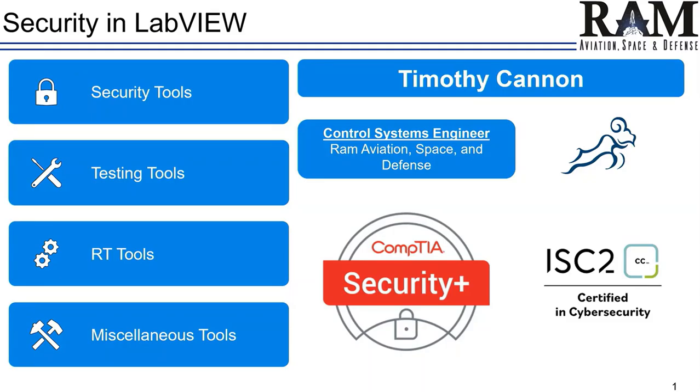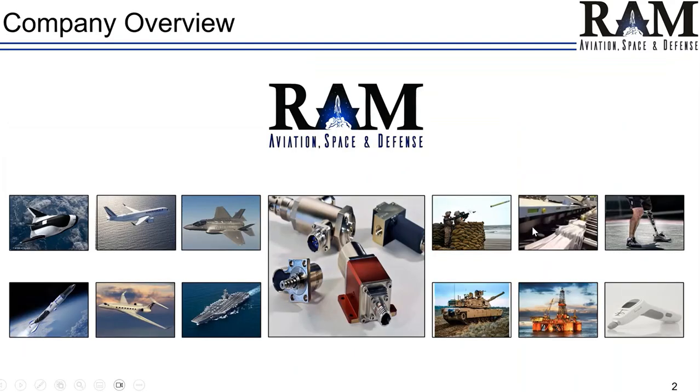So I work for RAM Aviation Space and Defense. I just wanted to highlight what we are so I can provide some background on our adventure in CMMC. We are located in southern Utah, St. George, Utah. We are a manufacturer of a bunch of different electromechanical aerospace components. So we do solenoids, solenoid valves, LVDTs, stuff like that. We've been in business, just started our 50th year in business.